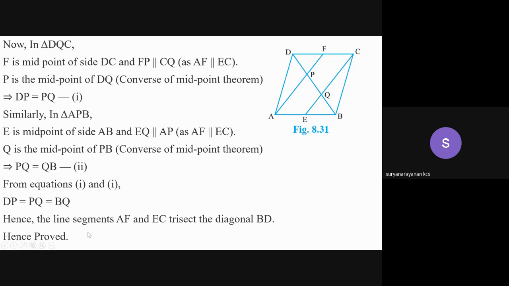Now let us come to the next question. Understood this question, my dear children? Understood this one? Question number 5. Understood this question number 5? Here we use the converse of the midpoint theorem.